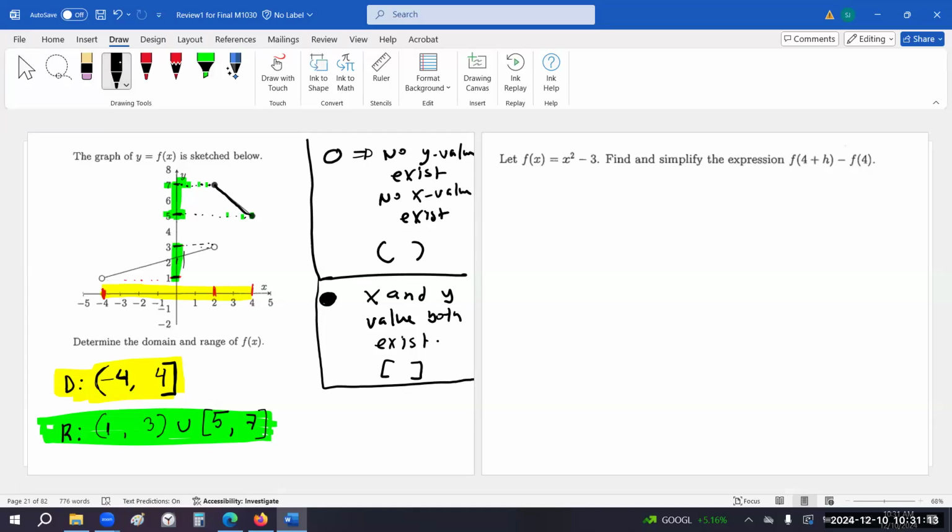We have f of x is x squared minus 3. They want us to find f of 4 plus h, and subtract f of 4. So what do we do first? They gave us f of x. They want us to find f of 4 plus h minus f of 4.